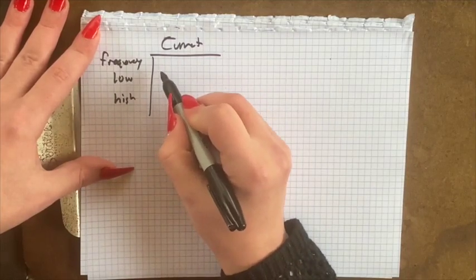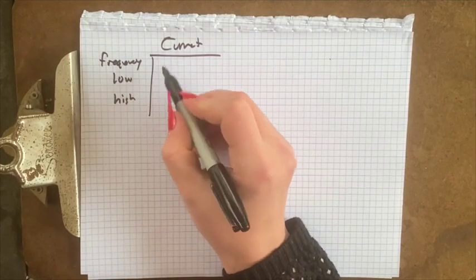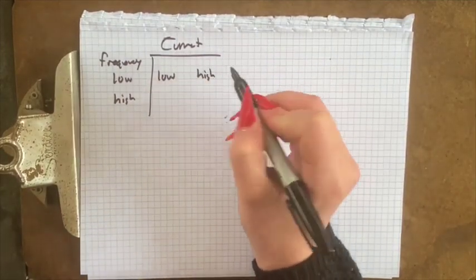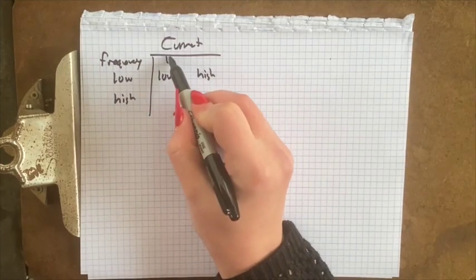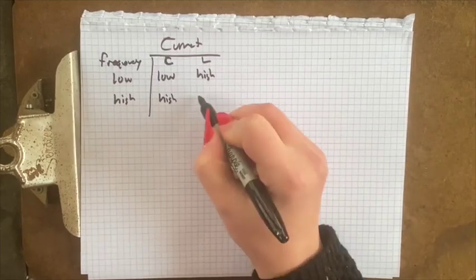For the capacitor, the current would be low. For the inductor, it would be high. Let's see, L and C. And for this, it'll be high. For this, it'll be low.